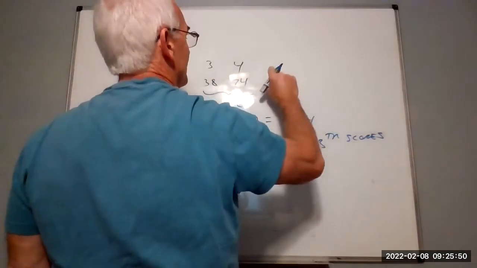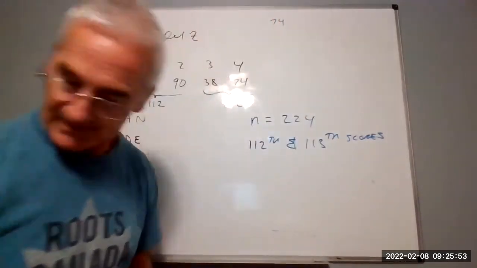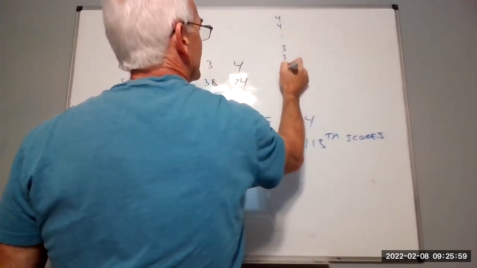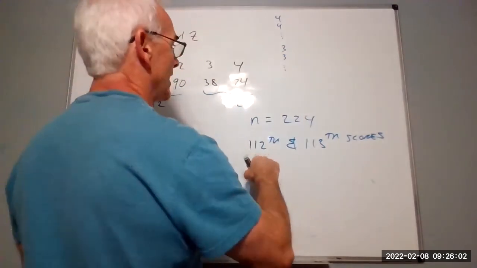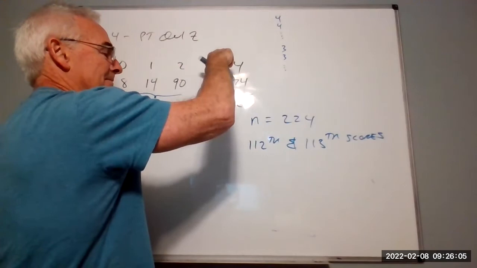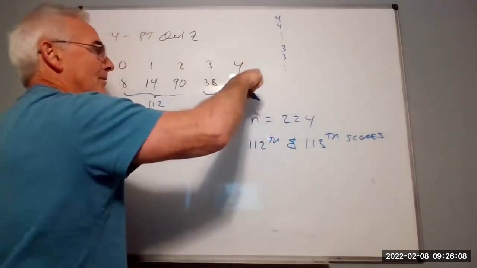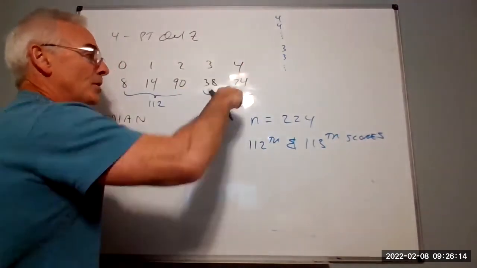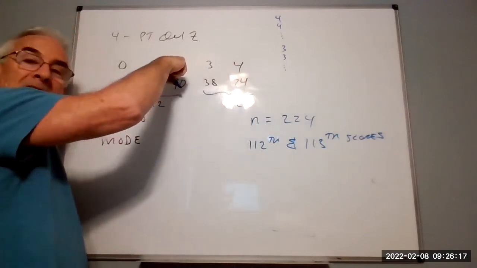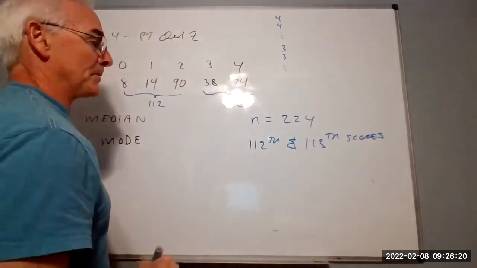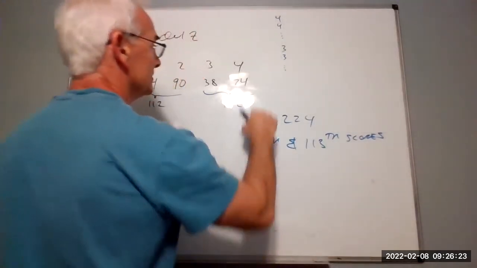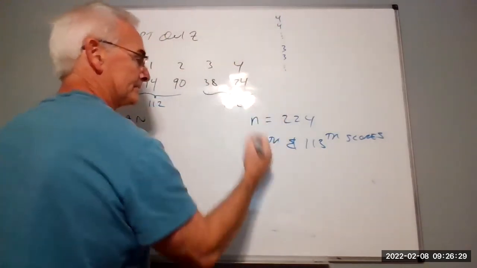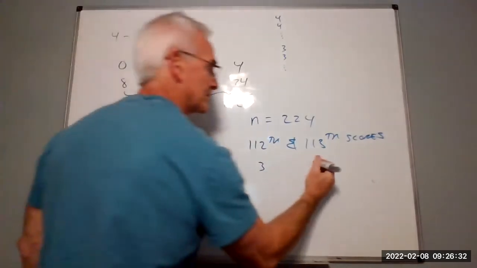So if we're going top down, right, I'm going to go 4, 4, and eventually 3, 3, and so on. The 112th highest score is going to be a 3, isn't it? Everybody agree with that? If I rank these all the way down, the 112th highest score is a 3. Because there's 112 scores here. What's the 113th highest score? A 2. Again, if I rank them like this, score number 112 is a 3. Score number 113 has to be a 2.